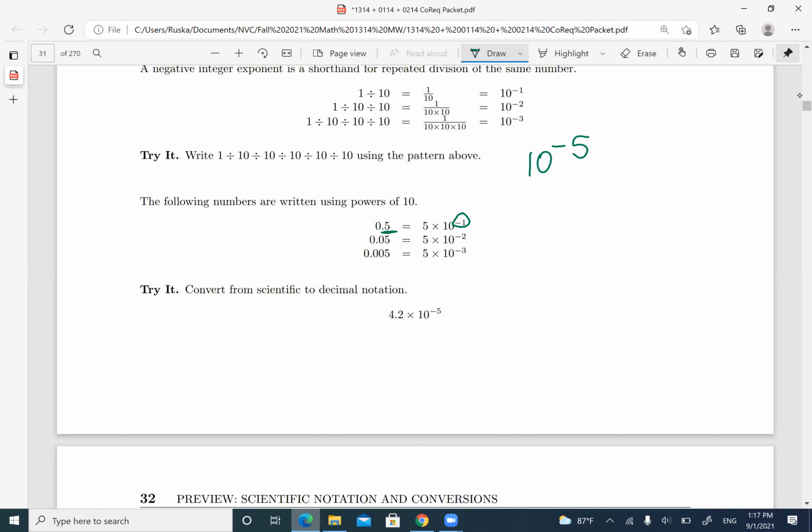So now let's convert this to decimal notation. Now, when you multiply by 10 to the negative, you move the decimal to the left. When you multiply by a positive exponent, you move it to the right. When you multiply by 10 with a negative exponent, you move the decimal place to the left. So what that means, I'm going to move it 5 places. So it's going to be 1, 2, 3, 4, 5. So the decimal is going to be here, right? And I'm going to fill out the empty places with zeros. So it's going to be 1, 2, 3, 4 zeros, and then 42.